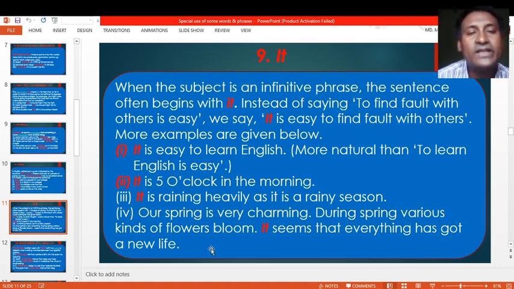Another example, it is 5 o'clock in the morning. It is raining heavily as it is a rainy season. Our spring is very charming. During spring, various kinds of flowers bloom. It seems that everything has got a new life.